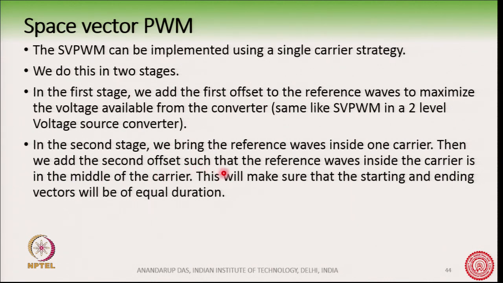The purpose of the second offset is that the reference waves inside this single carrier are now again in the middle of the carrier. Okay. So, this is like doing the same job once more. We bring all the reference waveforms inside one carrier, and then again make sure that the 3 reference waveforms are in the middle of this carrier, so that the start and end vectors are equal in duration. We will see an example and understand how this process happens.